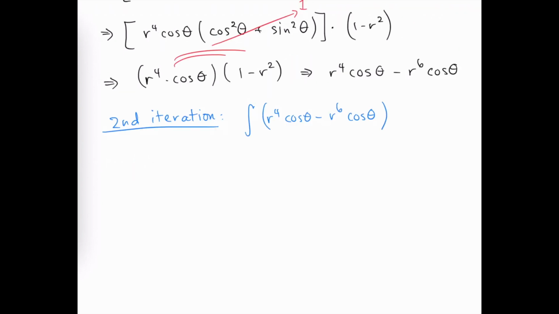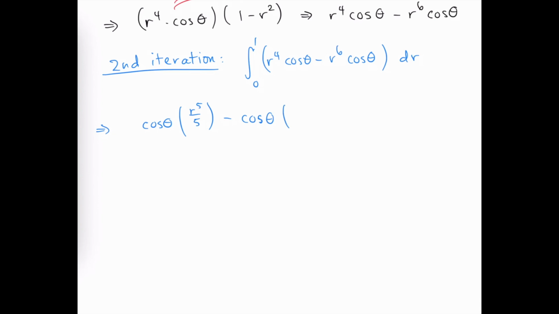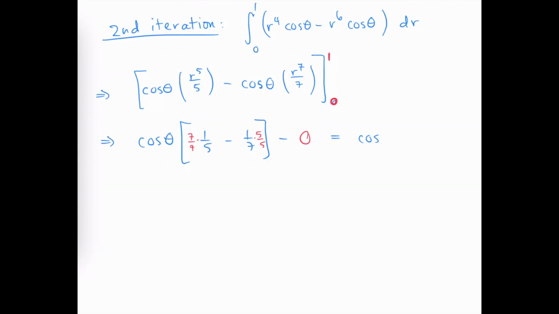And now we're integrating with respect to r, and the limits of integration are from 0 to 1. So our first term is cosine times r to the 5th over 5 minus cosine times r to the 7th over 7. The limits are from 0 to 1. Let's factor out that common cosine. When we plug in the upper limit of 1, we'll get 1/5 minus 1/7. And when we plug in the lower limit of 0, everything zeroes out. And so we get cosine times 2 over 35. And that becomes the integrand of our third iteration.